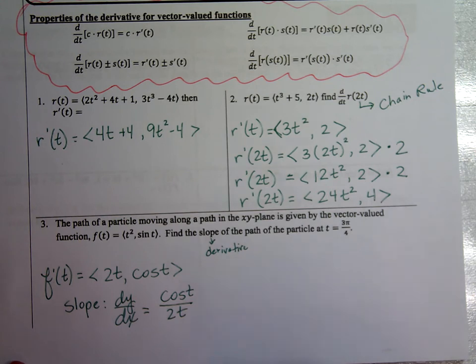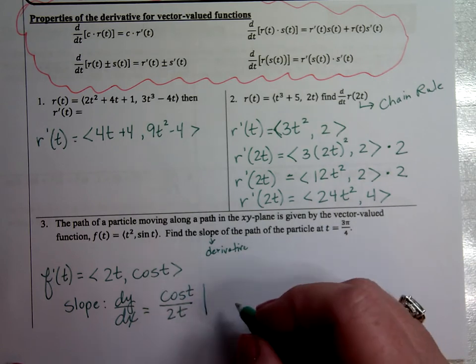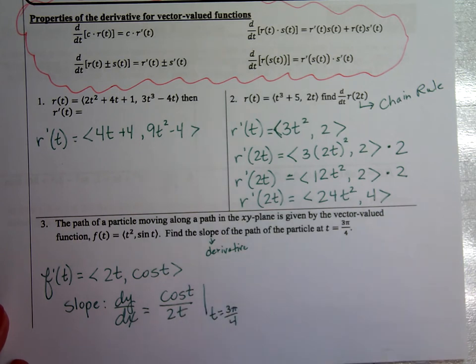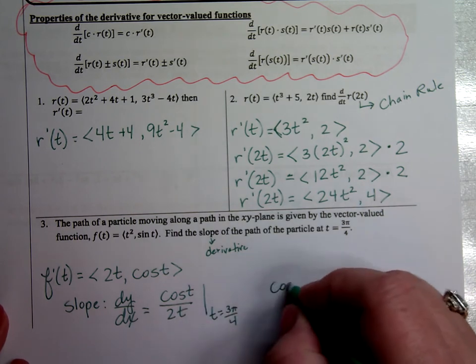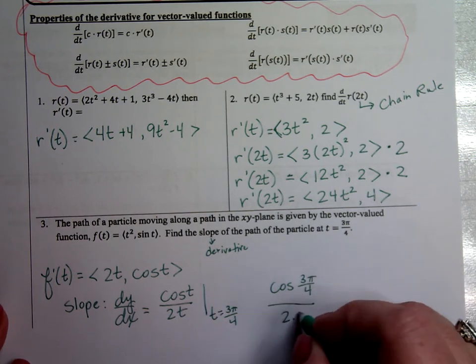You see how I'm just adjusting that from a vector into a slope form so that I can literally figure that out. All right, well, what t value do I care about? I want to evaluate that when t equals 3 pi over 4. All right, so that's going to be the cosine of 3 pi over 4 over 2 times 3 pi over 4.